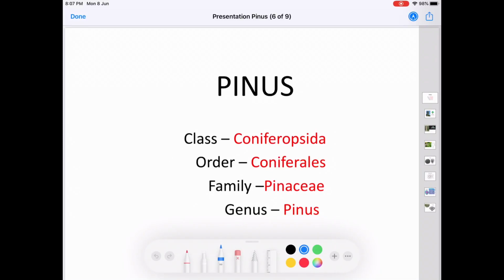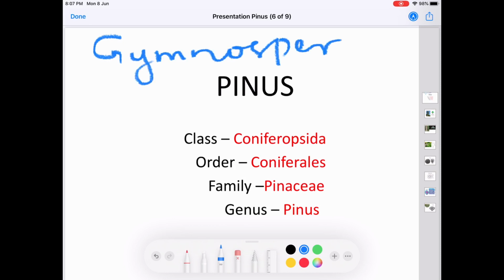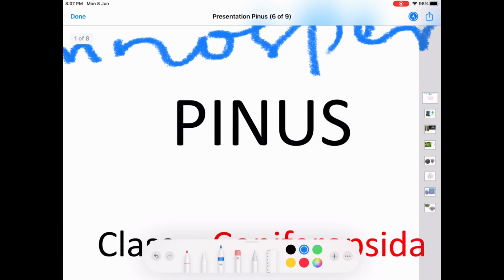Hi all. Today I am going to talk about a gymnosperm, Pinus. I'll be talking about the Pinus in two parts. The first part includes the morphological and anatomical features, and the second part will include the reproductive structures. So, in this video I am talking about the morphological and anatomical features of the gymnosperm Pinus.